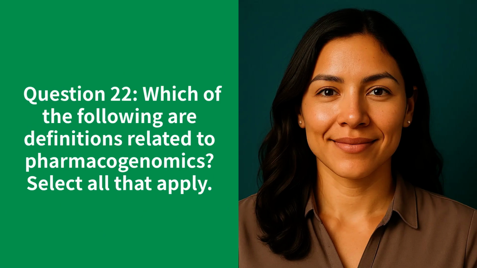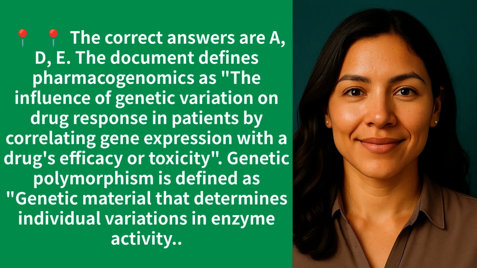Question 22. Which of the following are definitions related to pharmacogenomics? Select all that apply. The correct answers are A, D, E. The document defines pharmacogenomics as the influence of genetic variation on drug response in patients by correlating gene expression with a drug's efficacy or toxicity. Genetic polymorphism is defined as genetic material that determines individual variations in enzyme activity.